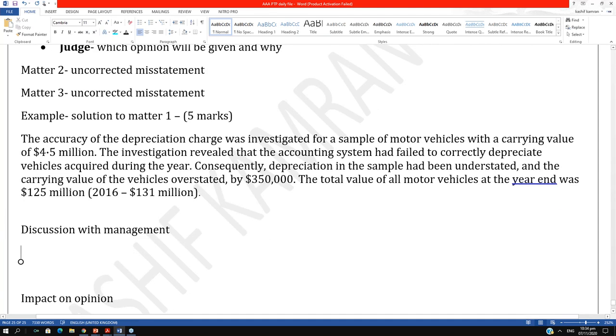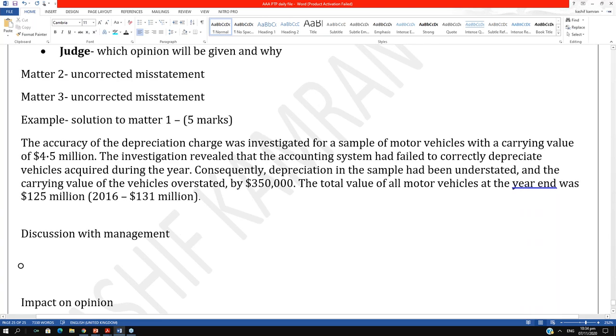The accuracy of the depreciation charge was investigated for a sample of motor vehicles with a carrying amount of 4.5 million. So the sample of motor vehicles the auditor took was 4.5 million. And what was the purpose of this sample? To confirm the accuracy of the depreciation charge.